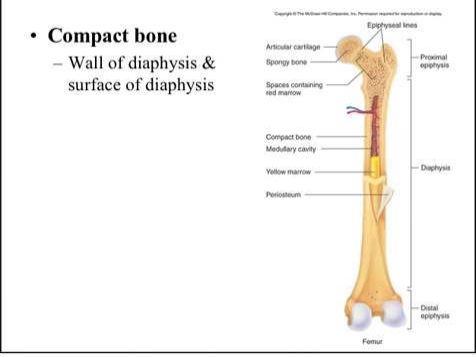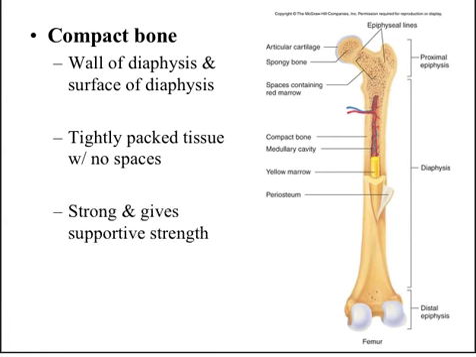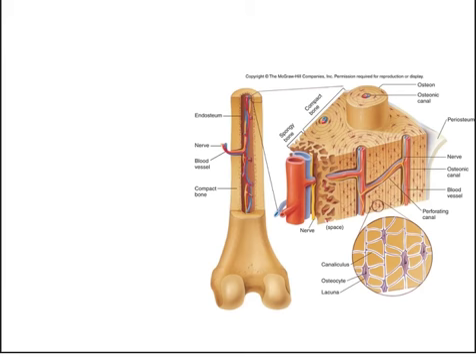Compact bone is found in the wall of the diaphysis as well as its surface. It's a tightly packed tissue with very little space between it. It's strong and it gives supportive strength, and is made up of a very special arrangement of extracellular matrix and extracellular matrix cells. This is again a type of connective tissue.